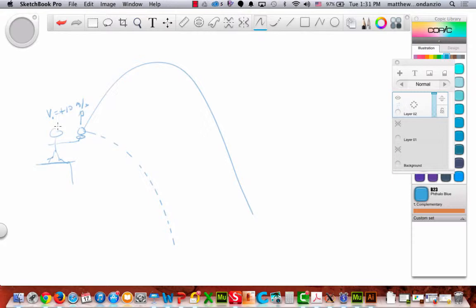But any time after that, what's going to happen to the velocity of the ball? It's going to decrease, or increase in a negative way. It's like tomato, tomato. And at what rate is that velocity increasing in a negative way or decreasing? It's increasing in a negative way 10 meters a second every second.